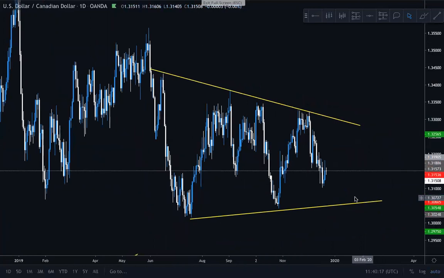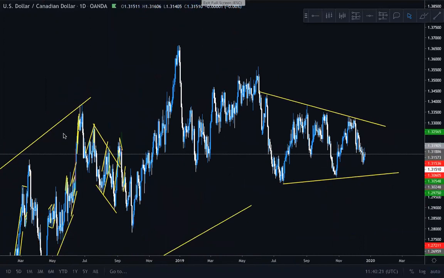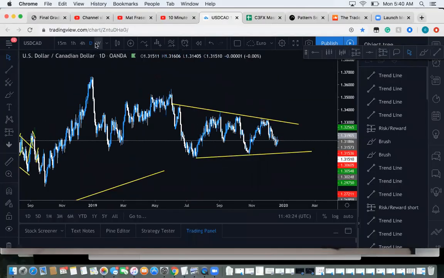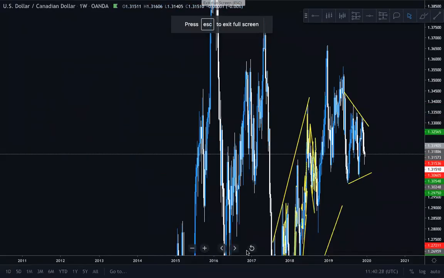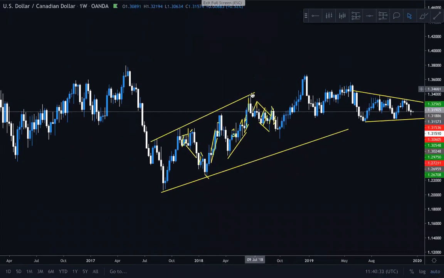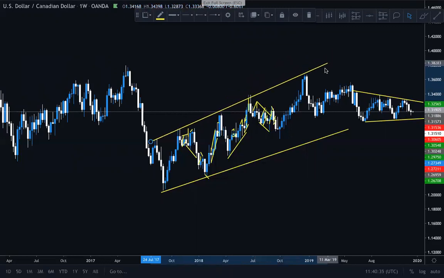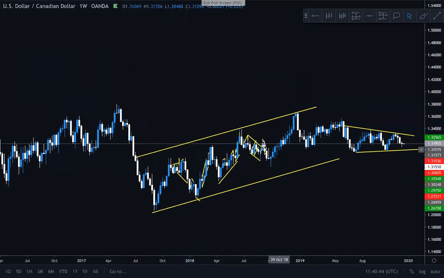But we're just going to get started here on the USDCAD, and we're going to pop out to the weekly. Start on the weekly as we always do. All right. On the weekly, you can see we have this over here. Yeah, I've got lines all over the place, just doing some backtesting on CAD.